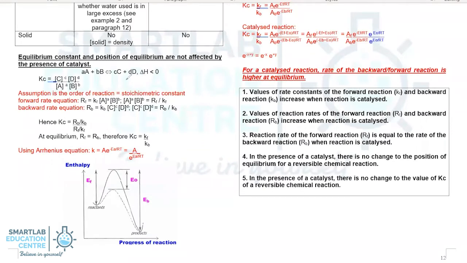Next part we will explain is to take a look at why the equilibrium constant and positional equilibrium are not affected by the presence of a catalyst. So as you can see, in the reactions where it is catalyzed, the Ea would drop. And what is more critical is to take note that the forward Ea drops by E0, and the backward Ea also drops by E0. Therefore, both the forward and backward reaction rates will still remain equal. And since they are equal, there will be no change to the position of equilibrium. And if there's no change to the position of equilibrium, there will be no change to the equilibrium constant.